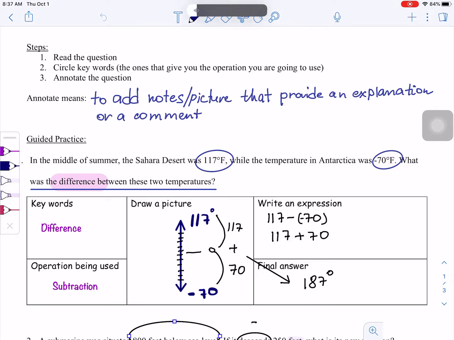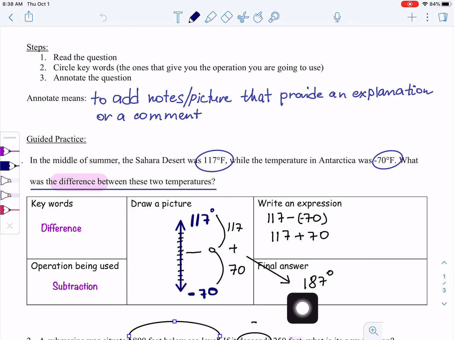So we're going to first look at the first problem, and in the first problem you need to find the difference between the 117 and the temperature in Antarctica, -70. The picture here shows you that the lowest was -70 and the highest is 117. The key is to find words like difference, which means subtraction. So you are going to write your expression, which is 117, but remember, we are subtracting the negative temperature. So your answer ends up being positive 187.